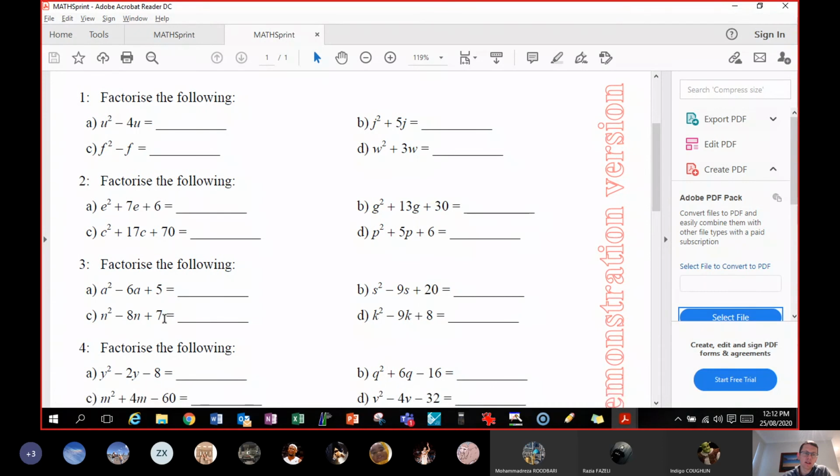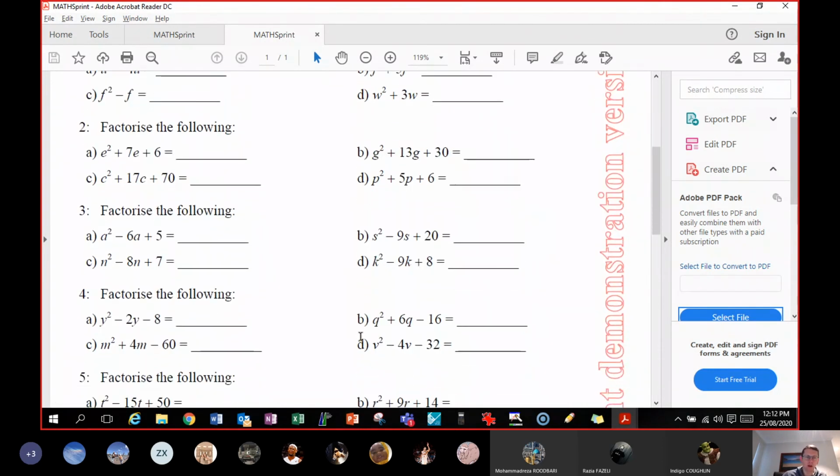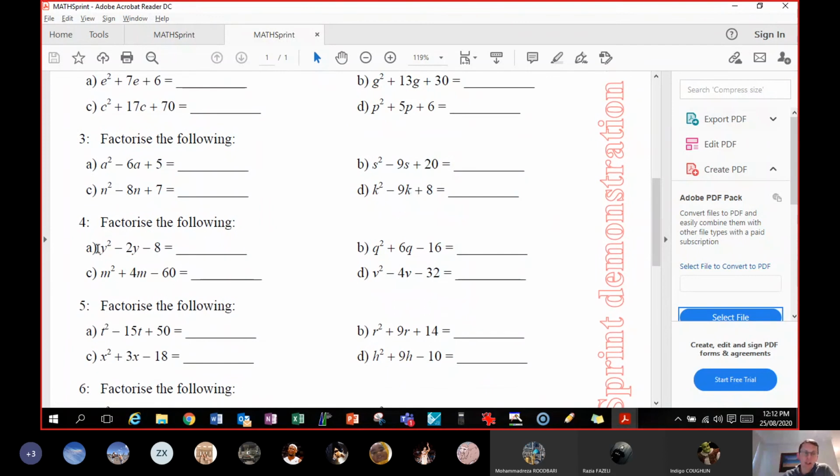Here we're looking at n minus 7, n minus 1. Here we're looking at k minus 8, k minus 1. Here we're going to be looking at a difference of 2. So it's going to be, and it's going to be negative, it's going to be y minus 4, y minus 2. Here we're looking at q, it's going to be difference of positive 6.